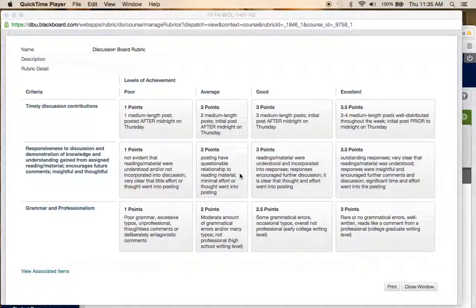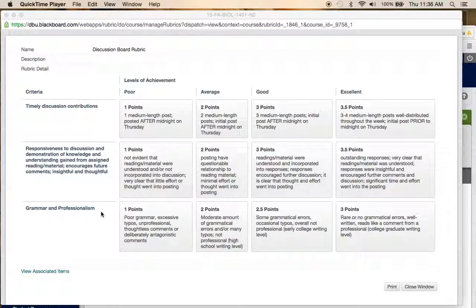So we really want to have a good conversation. So you want to actually think about other people's comments and respond to those in your post so that we're having a good class communication, class discussion. And then the lowest level, the poor level for 1 point, is you really didn't put much time or effort at all into your posting.